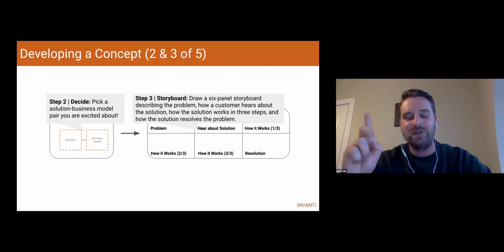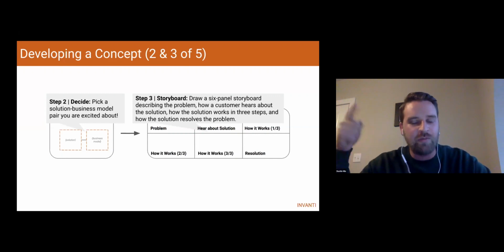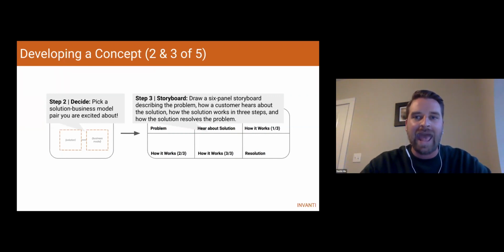And what you'll find out is when you draw, you'll probably think of more questions because you'll actually be envisioning it happening in real life. And that is a really useful thing to go through. So number 1 is problem. What's going on? Who's experiencing the problem? That should be pretty easy because you already defined it.